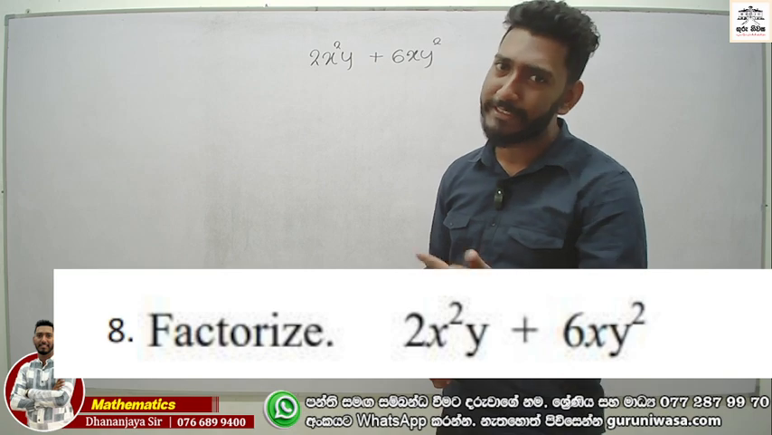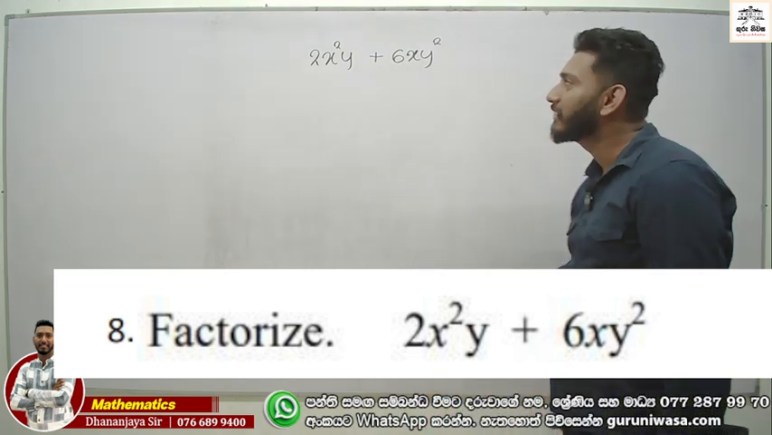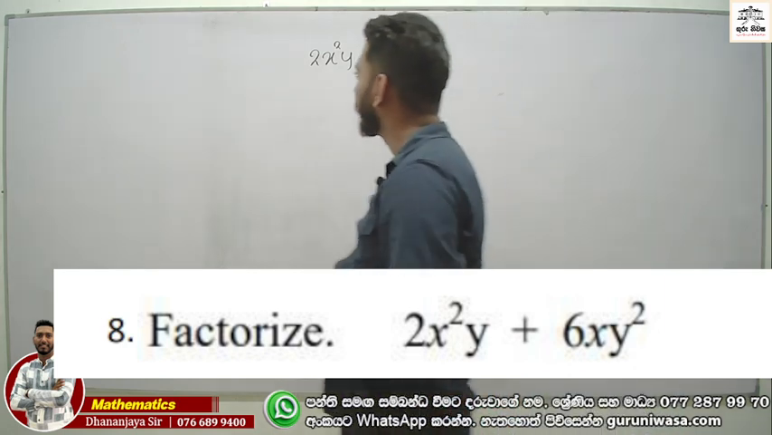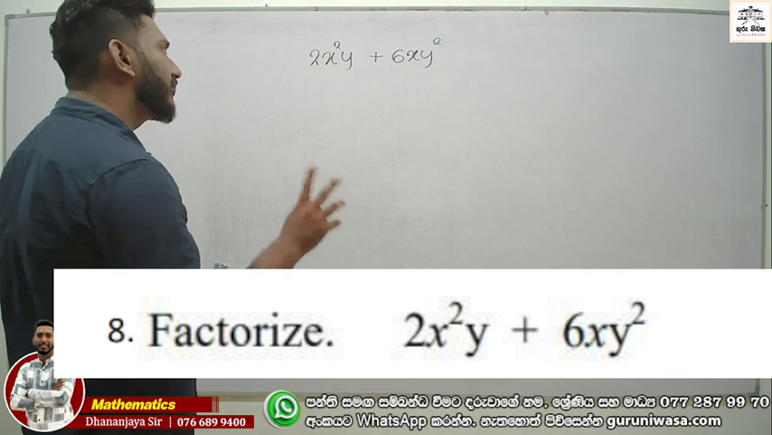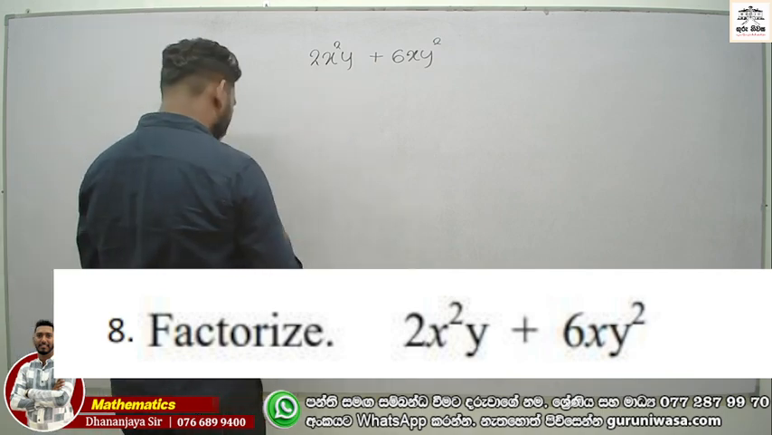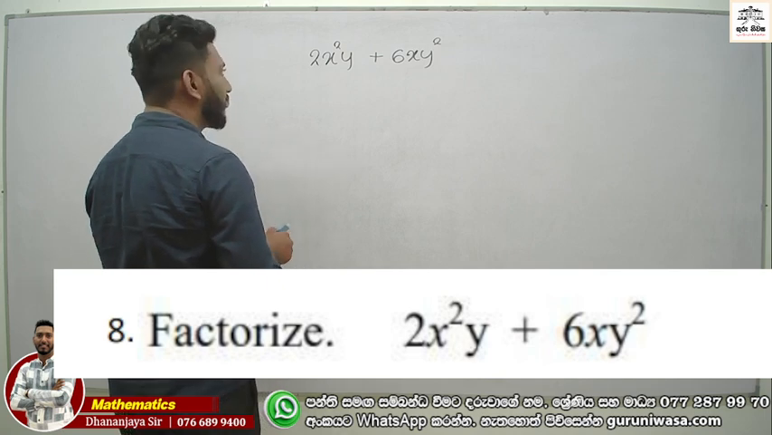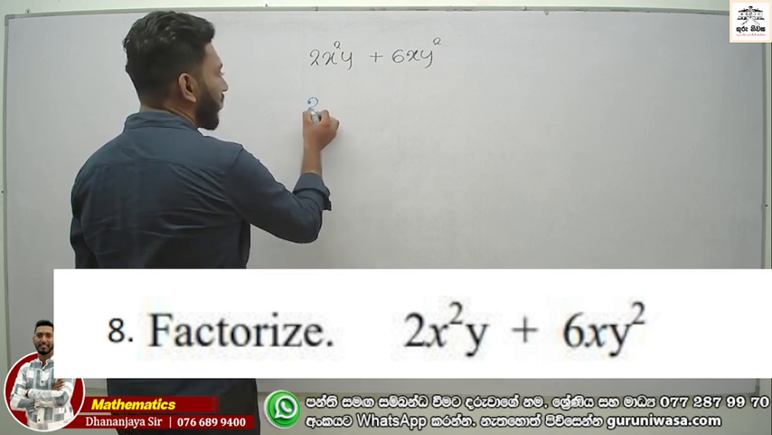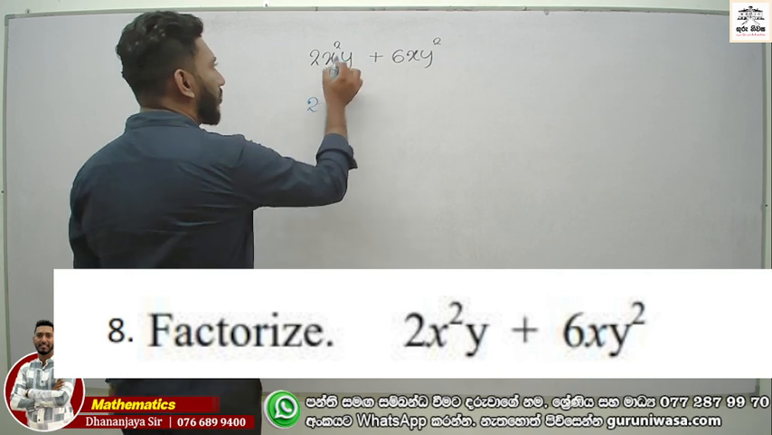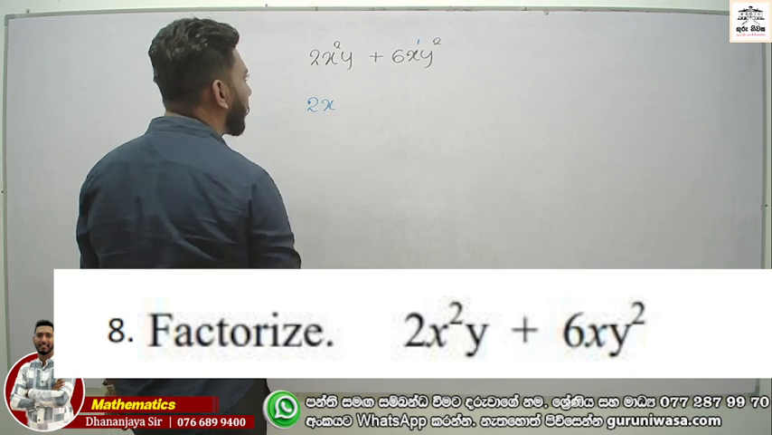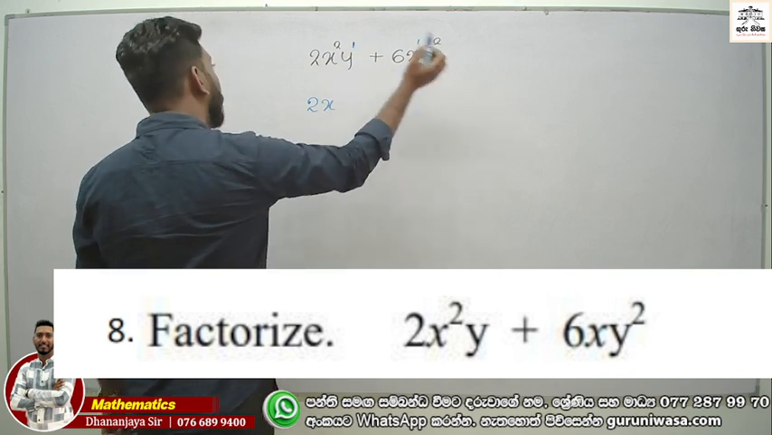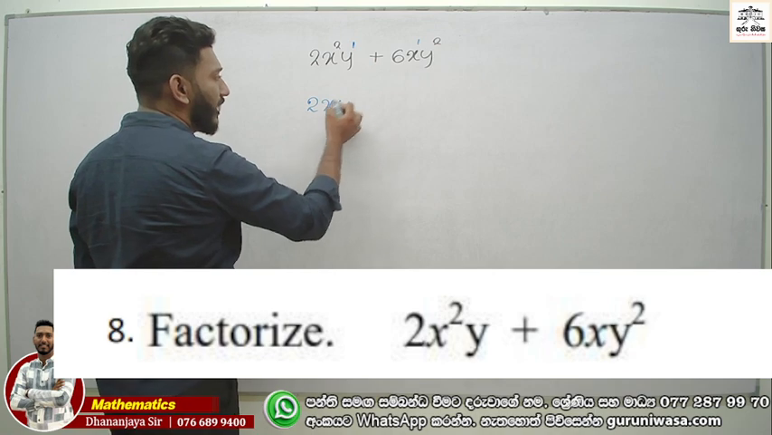Using logic, now listen. 2x squared y and 6xy, there are 3 different parts, numbers. 2 and 6, yes, 2 is a common factor. Now x: here is x to the power of 2 and x to the power of 1, therefore only one x is common. y to the power of 1 and y to the power of 2, therefore only one y is common.